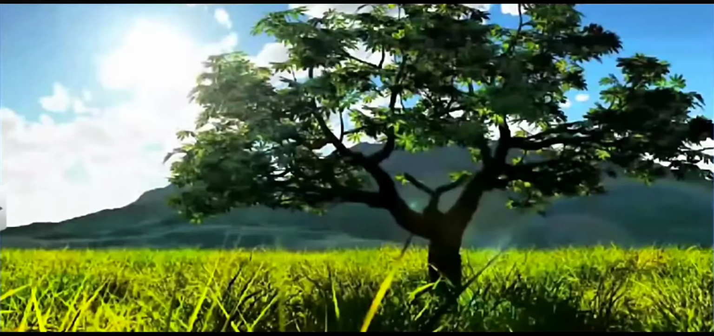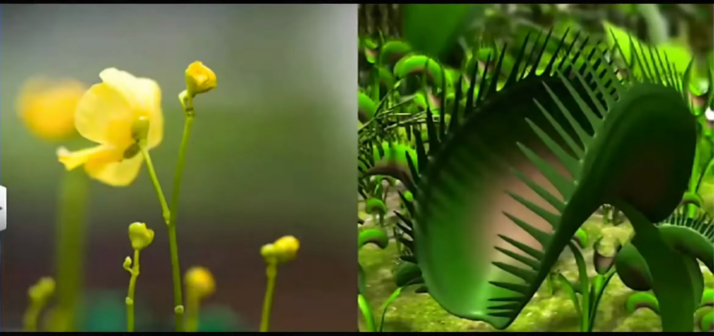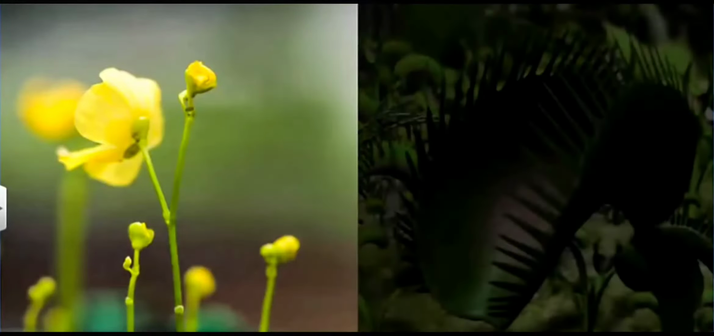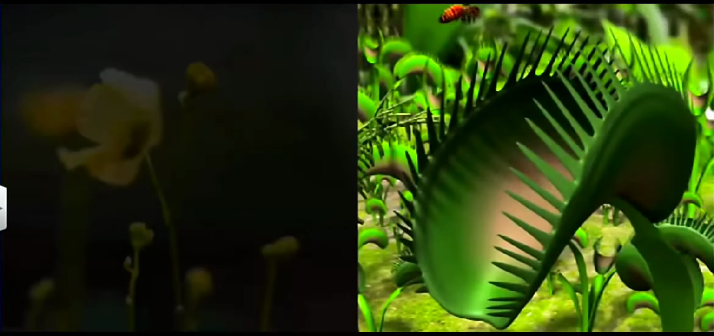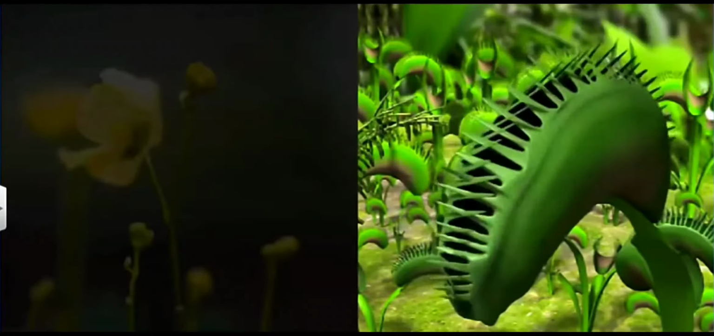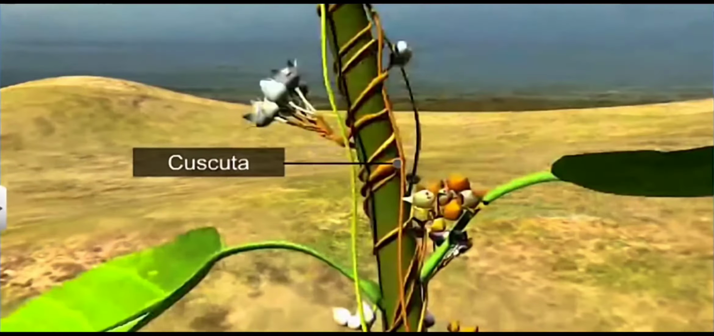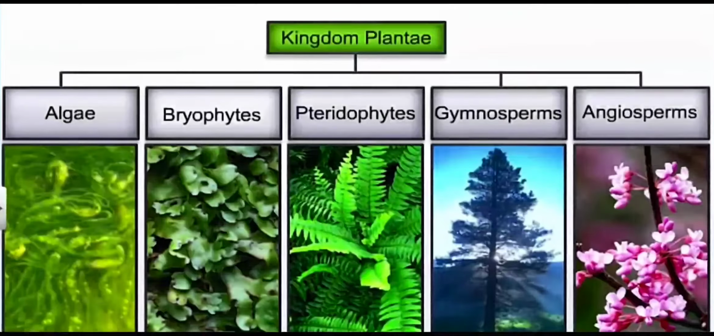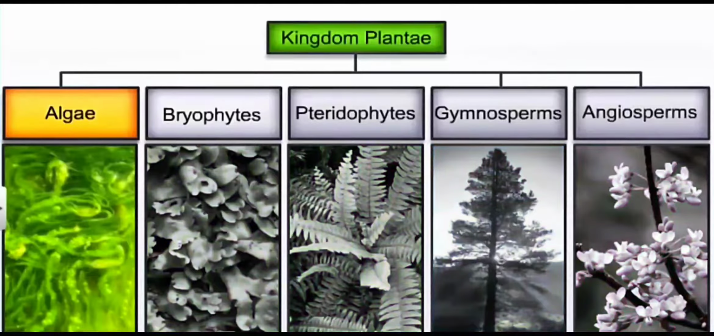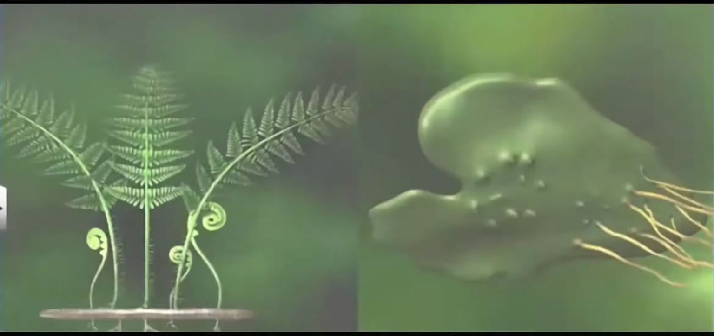So all plants are generally autotrophic. There are a few which may be insectivorous, like Venus flytrap, and there may be some plants which are parasitic, like Cuscuta. They lack chlorophyll. All plants are divided into algae, bryophytes, pteridophytes, gymnosperms and angiosperms. We'll study their details in the next chapter.